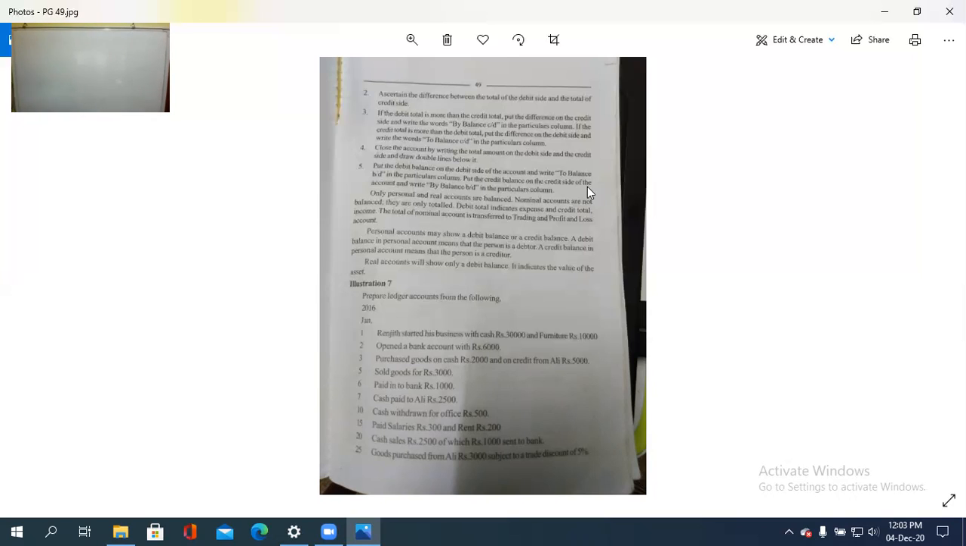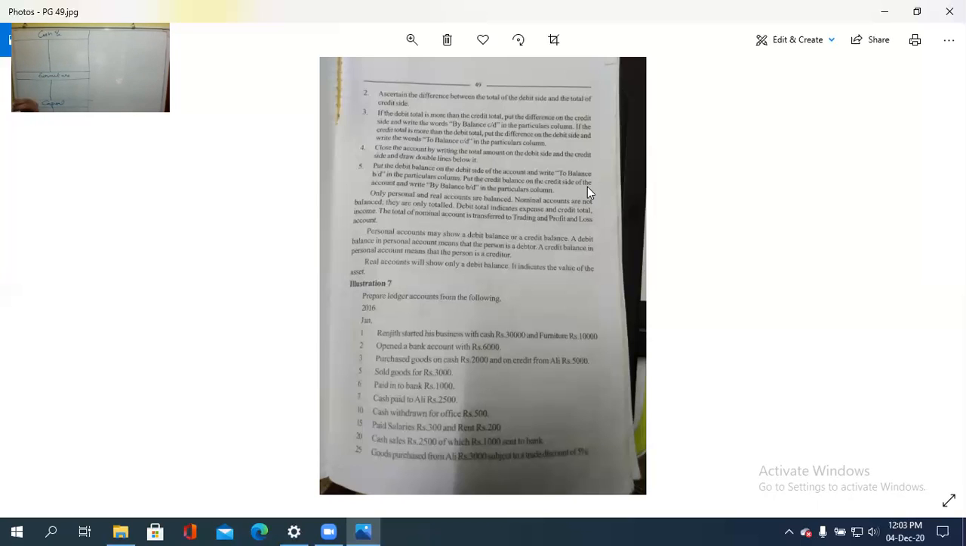So, firstly, Ranjit started business with cash of rupees 30,000 and furniture rupees 10,000. So, cash account debtor, furniture account debtor to capital. Firstly, cash account, because it is a big one. Then furniture, only a small one because only one thing we will pass. Small one in the sense here, the capital I will put it. Capital.